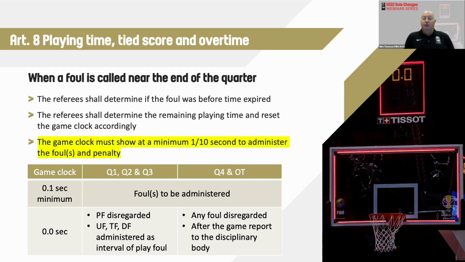So if we have a foul in the act of shooting near the end of playing time, and we determine that the foul occurred before playing time expired, we will reset time on the clock should the horn have gone. A minimum of 1/10 of a second must appear before we administer the free throws. This means we will never have a situation on a personal foul where players are not allowed to line up for that free throw. On all personal fouls, when we administer, we will have time on the clock and players will be able to line up for those free throws.